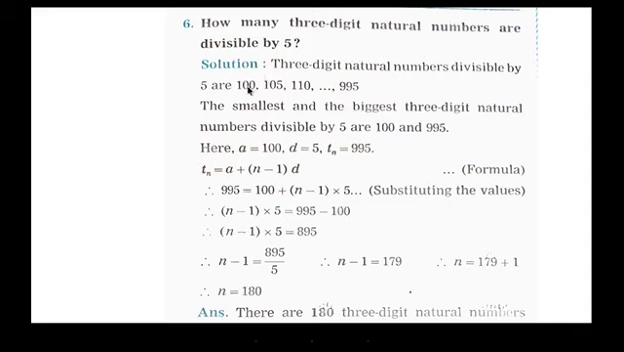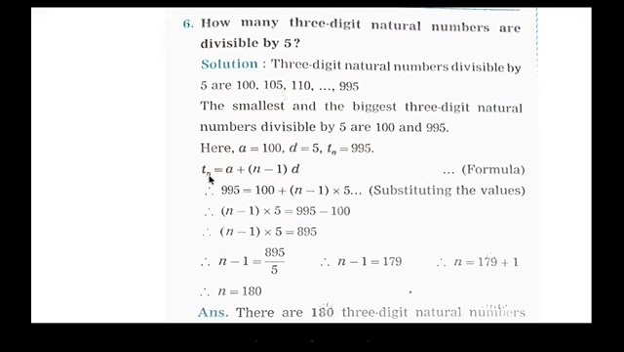Now the smallest 3-digit natural number is 100. That means the first term is 100, A is equal to 100. And the last term of this AP is 995. That means Tn is 995. And the common difference will be 5.